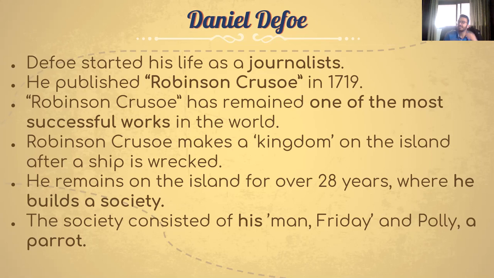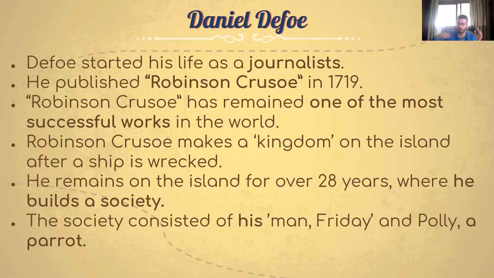Now, what does Crusoe do? So many events happen, but at the end, he reaches an island, and he's alone on the island. Nobody's there, and he makes a kingdom on his island. And again, this is the Western European man. Wherever you go, you can be the king. You can rule the world. So he makes a kingdom on this island after his ship is wrecked. He's alone on the island. He cannot go back.